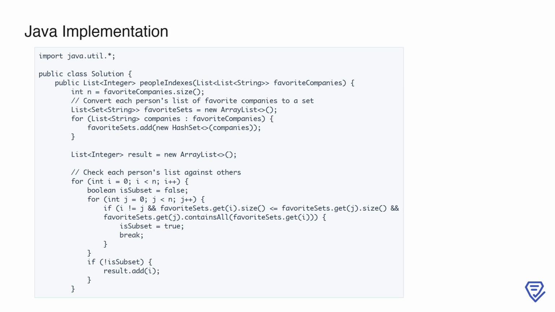This conversion to sets is done using a loop that iterates over favoriteCompanies and creates a HashSet for each person's list. By using sets, we can efficiently check for subset relationships later. Next, we initialize an empty list called result to store the indices of people whose favorite company lists are not subsets of any other person's list. With this setup, we begin the main logic to compare each person's list against every other person's list.